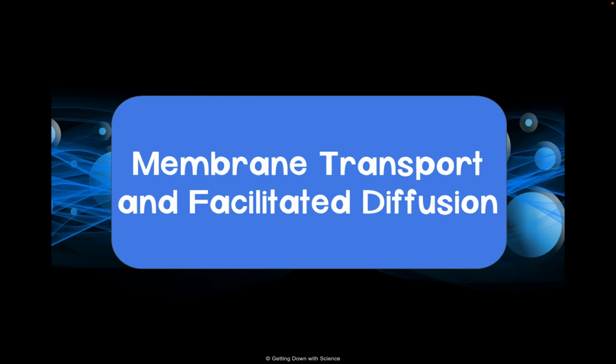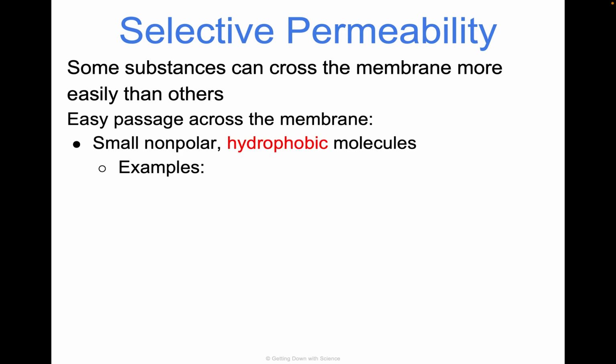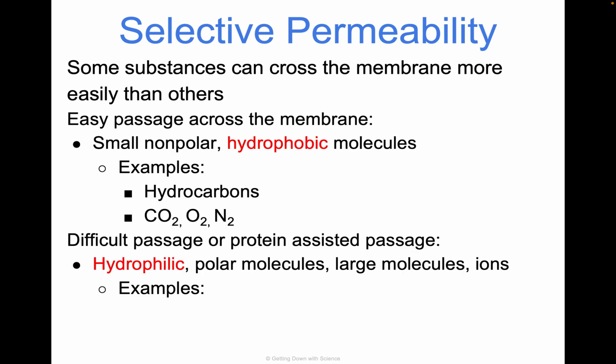So let's go. We're talking selective permeability, and I'm going to dump some of this on you just like that so you can start taking notes. Selective permeability is this understanding that some substances can move across a membrane more easily than others. Easy passage across the membrane are things like small nonpolar molecules, hydrophobic molecules. These are the things that'll pass real nicely through the hydrophobic tails of the phospholipid bilayer.